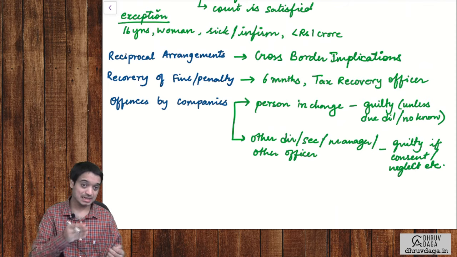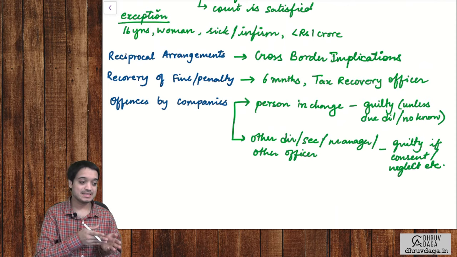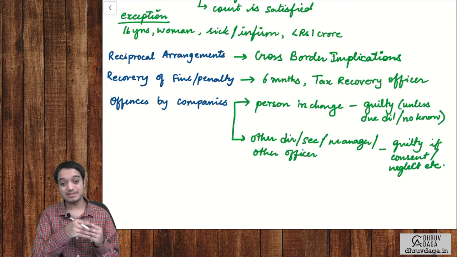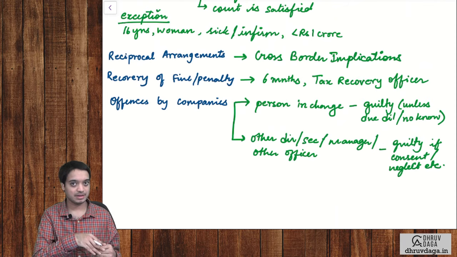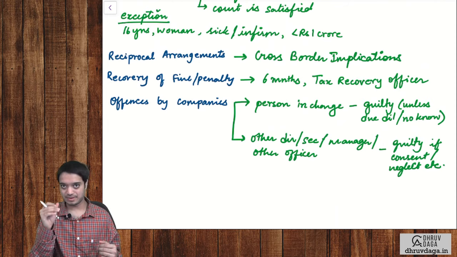Now, if companies commit the offense of money laundering, by companies we also mean associations of persons, bodies of individuals and everybody. In this case, we will see who was the person in charge of the company. The person in charge of the company shall be deemed to be guilty of the offense of money laundering. However, if there was no negligence on his part or he had exercised due diligence, then he shall not be guilty of the offense of money laundering.